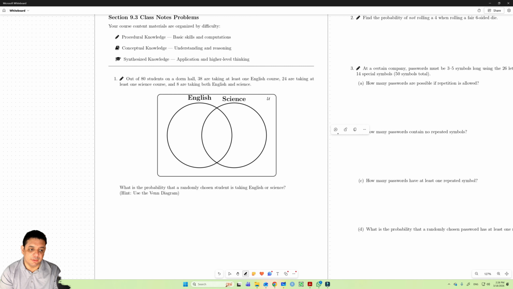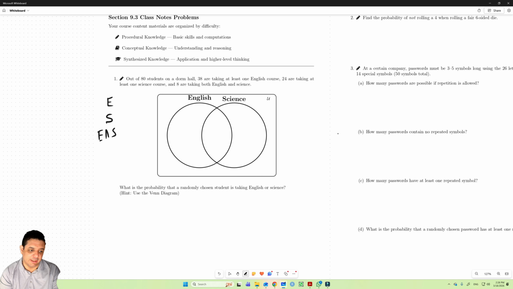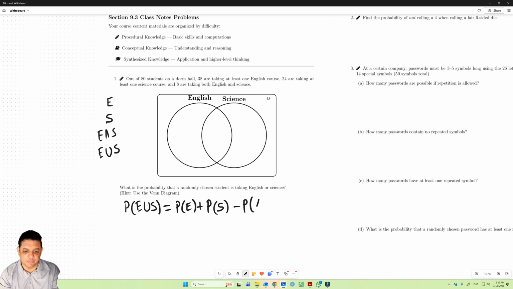So we're going to call E the set for English and S the set for science, and E intersect S will be English and science. E union S will be English or science. So we want to find out the probability of English or science, but by the rule of inclusion-exclusion, we know that this is going to be the probability of English plus the probability of science minus the probability of both.